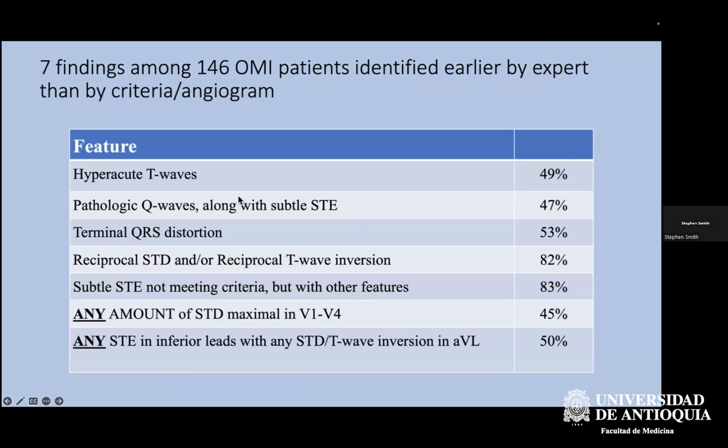They were hyperacute T waves, pathologic Q waves along with subtle ST elevation, terminal QRS distortion, reciprocal ST depression and/or reciprocal T wave inversion, subtle ST elevation not meeting criteria but with other features, any amount of ST depression maximal in V1 to V4, and any ST elevation in inferior leads with any ST depression or T wave inversion in aVL.